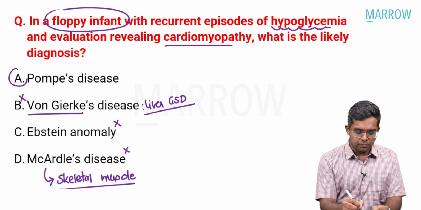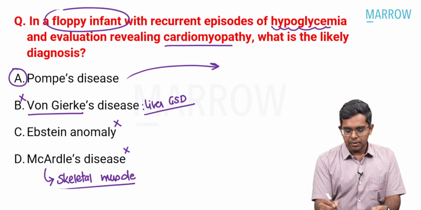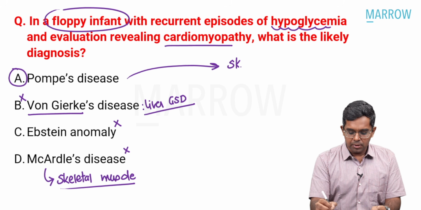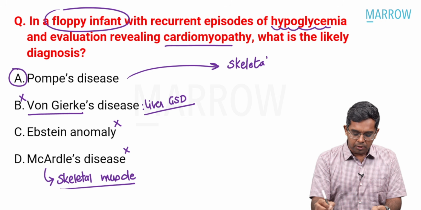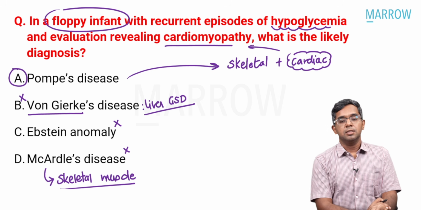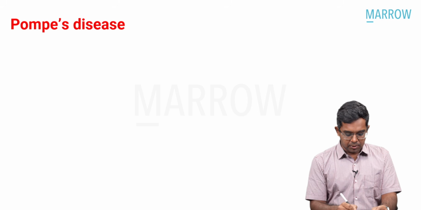That brings us to the answer for the question, that it is Pompe's disease. Pompe's disease is also classified under glycogen storage disorders, but a special feature of Pompe disease is that not only are skeletal muscles affected, the cardiac muscles are also affected. And this cardiac muscle involvement is the reason for cardiomyopathy in this particular baby. Okay, right. So just a quick recap of Pompe's disease.